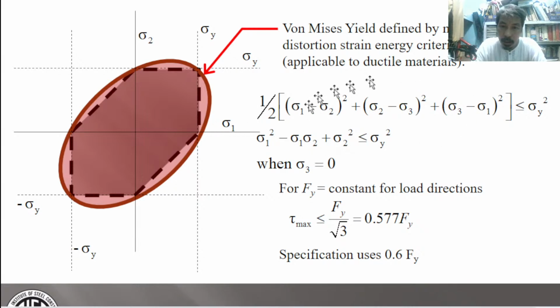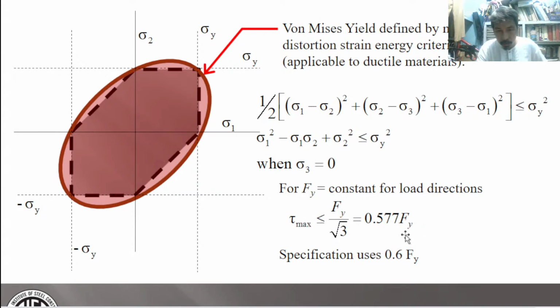So these are the equations, this one and this one. When we have sigma 1, sigma y, sigma 2, then sigma y and negative sigma y. Okay, so for Fy equal to constant for the load direction, maximum shear is equal to or less than Fy over square root of 3, or 0.577 Fy.